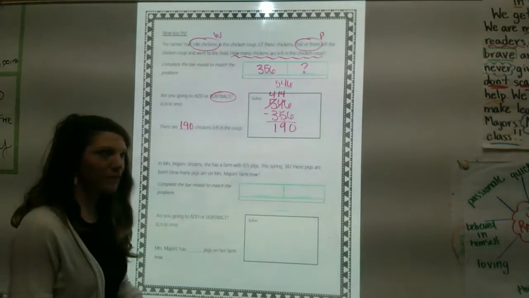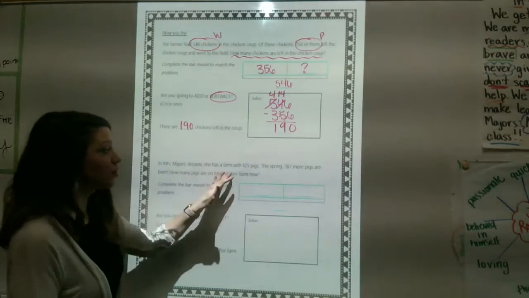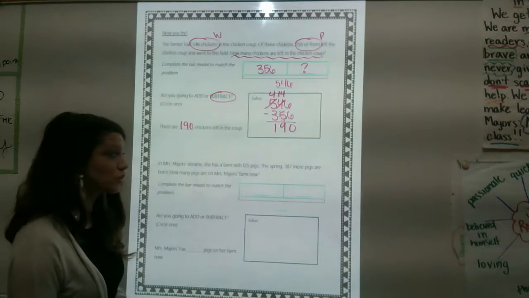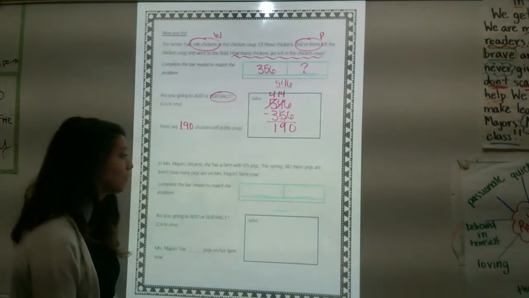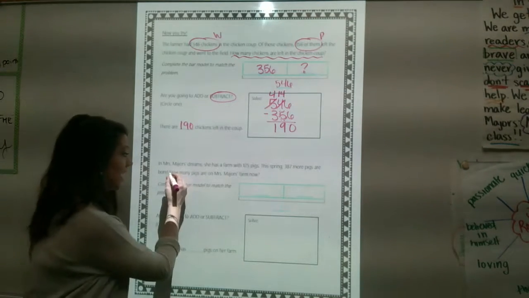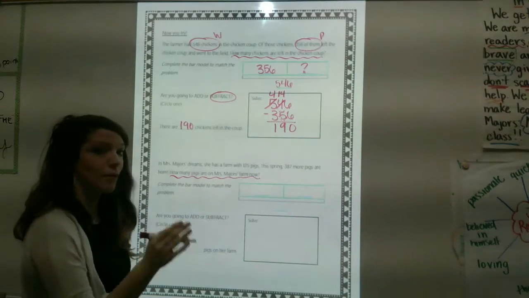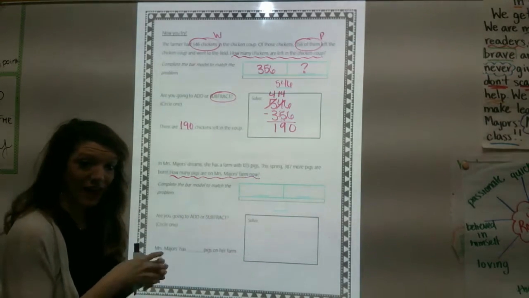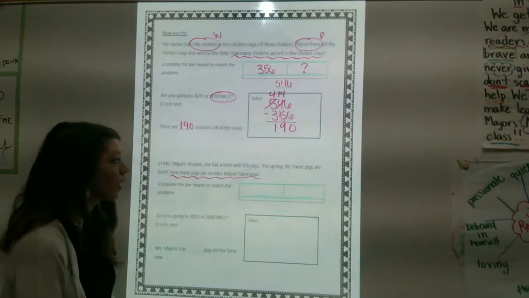This is my favorite problem because I love pigs. Let's look at this one. In Miss Major's dreams, she has a farm with 125 pigs. This spring, 387 more pigs are born. How many pigs are on Miss Major's farm now? So we want to know how many pigs are on my farm now. So now means I had some and then something happened and I got some more. So let's look at the problem.